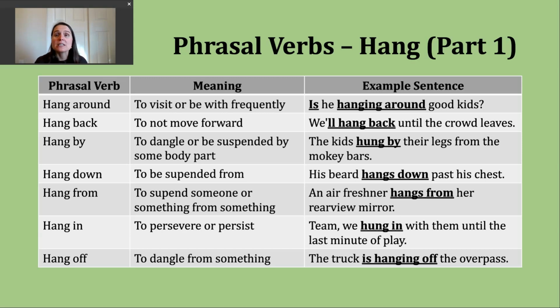This means to suspend someone or something from another object. An example of this: an air freshener hangs from her rearview mirror. So we know that the air freshener is attached and is dangling or is suspended from that particular mirror in her car. Hangs from her rearview mirror is another example of the simple present.